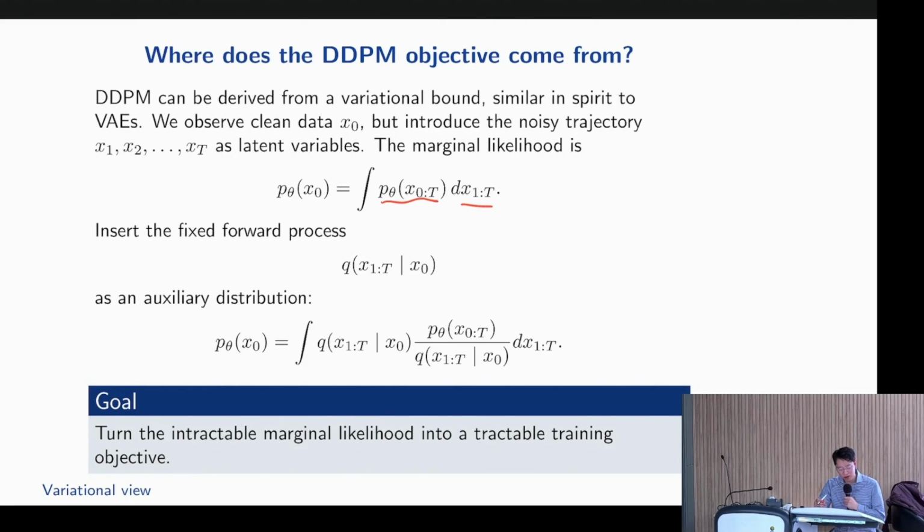And we're going to stick to the forward process. Here, we already defined the noising steps earlier. We're going to use that. So here, I'm just going to do the same thing. Divide and multiply by the same distribution, which is our forward process. And we're going to turn this intractable marginal likelihood into a tractable training objective.